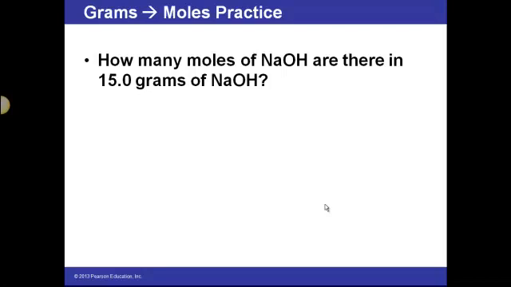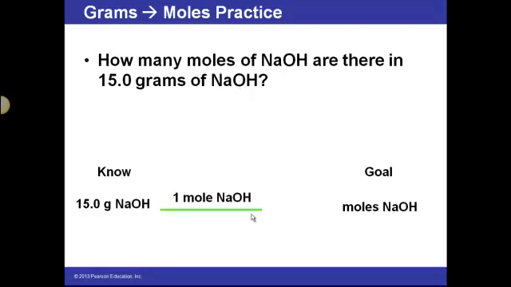Alright, so now we can go the opposite way as well. We want to find out how many moles of sodium hydroxide there are in 15 grams of sodium hydroxide. So our goal is to calculate the moles of sodium hydroxide. And what do we know? We know we have 15 grams of the substance. And so we need to calculate our conversion factor. We need to find the molar mass of sodium hydroxide. So again, 1 mole of sodium hydroxide is going to need to go on top because that's what we want to find.